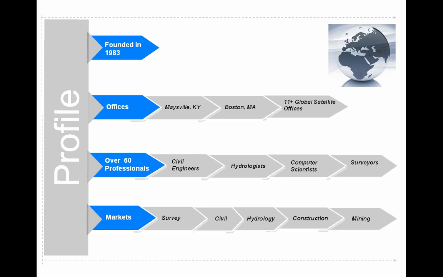We're staffed by over 60 people, including over 10% of our staff are licensed engineers or surveyors. So we actually have professional folks on staff. We have PhD computer scientists, as well as folks with master's degrees in hydrology. So well-based in the fundamentals and the study of the subjects that are the core of our software. We work in the civil engineering, surveying, construction markets, as well as mining. So you may have, if you've been in other industries, bumped into Carlson Software before.